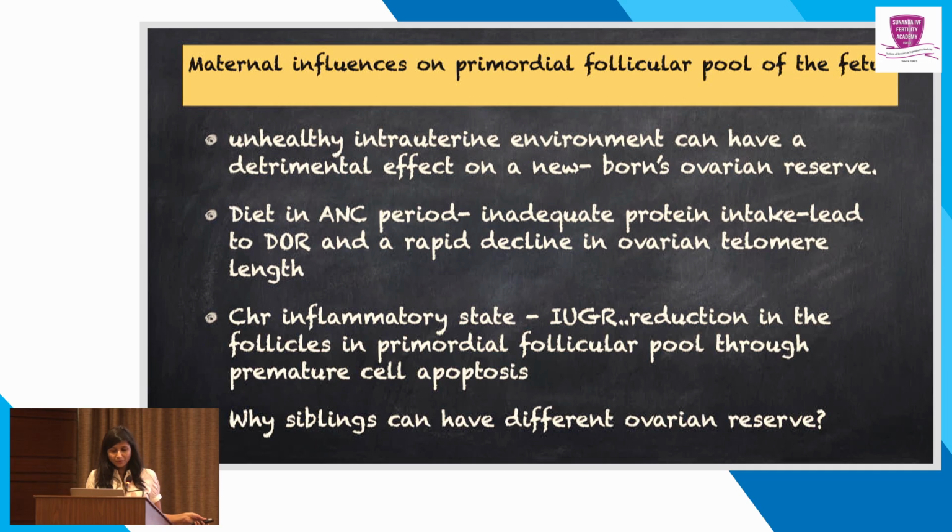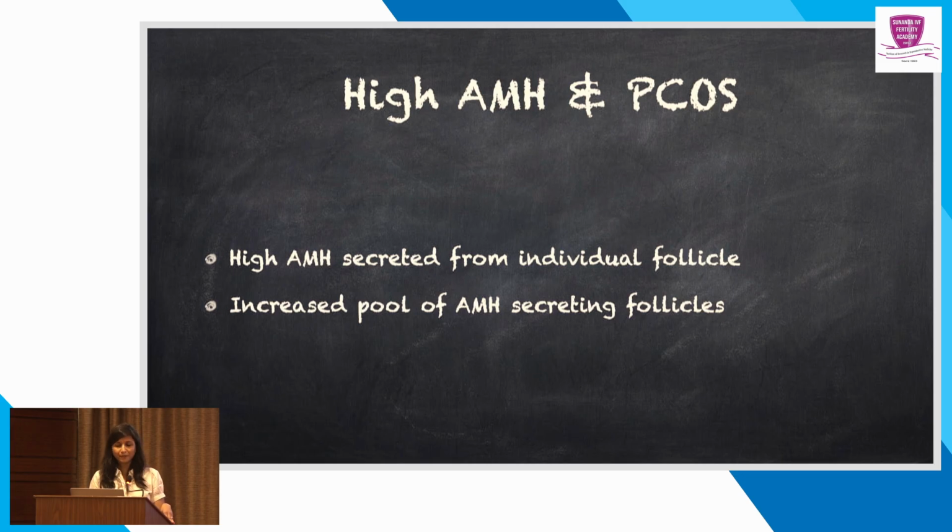And a chronic inflammatory state like IUGR: if there is a female fetus with IUGR of severity grade 3 and 4, in that patient there will be a reduction in the follicles of the primordial follicular pool through premature cell apoptosis. So it is not only hampering the fetus inside the uterus, but it is harming the reproductive health also. So that is why siblings can have different ovarian reserve, because of this theory that the environment could be nutritionally or otherwise challenging at that particular time.